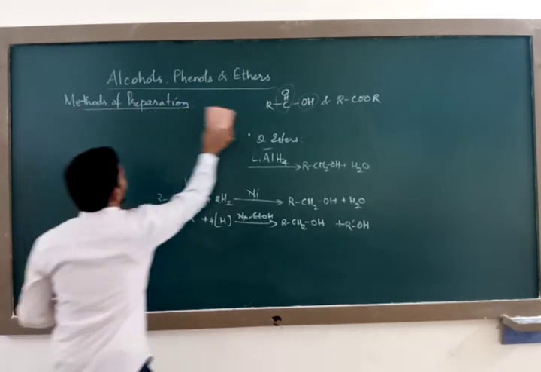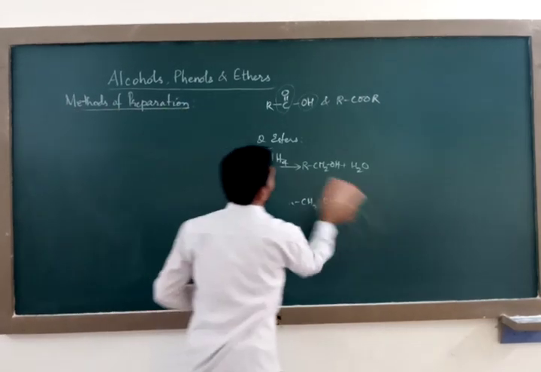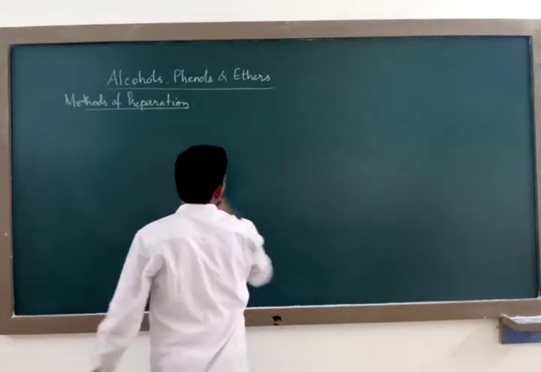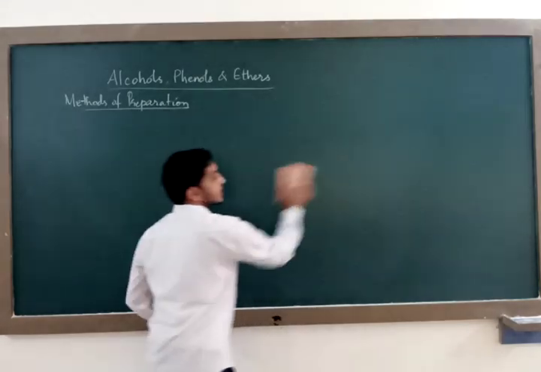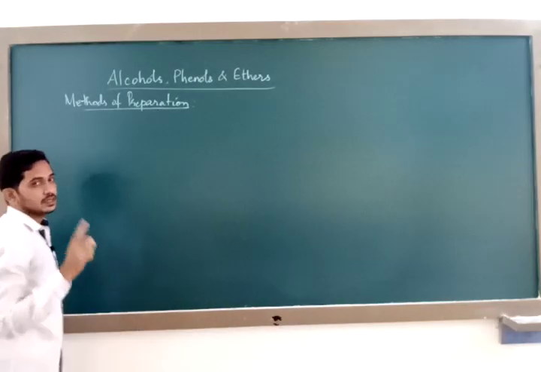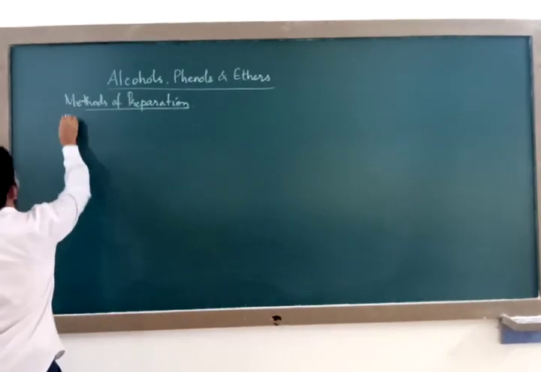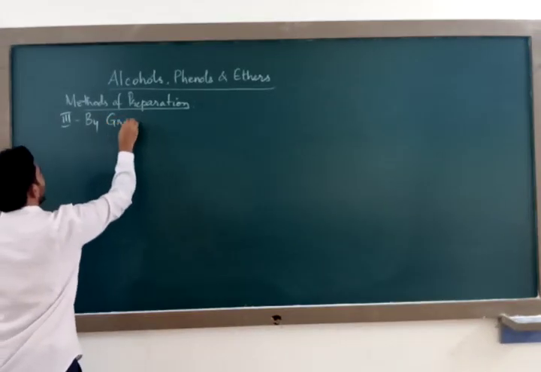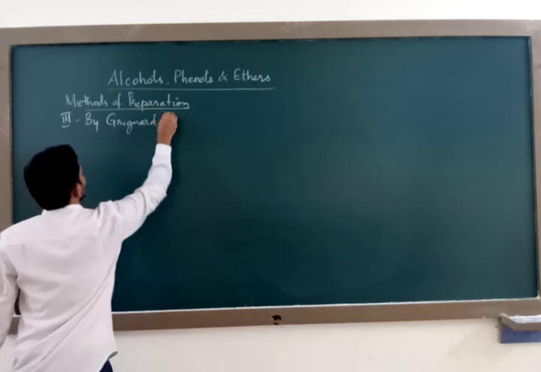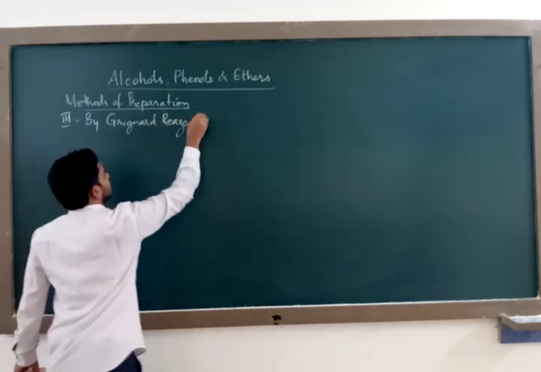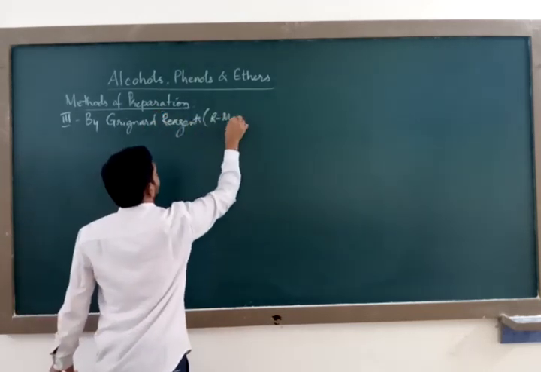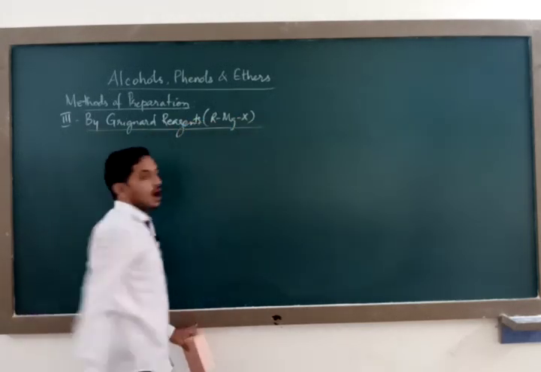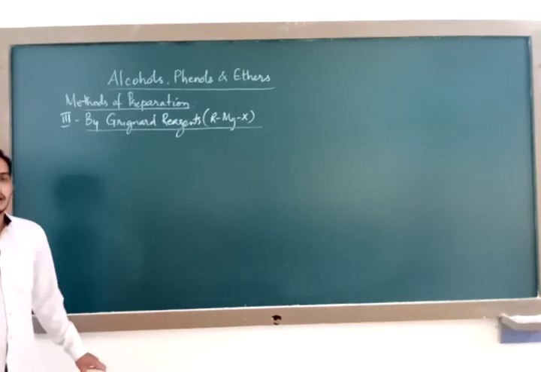Now let us come to the last method of preparation of alcohols, which is by using Grignard reagents. You have a slight idea about what Grignard reagents are. You have studied this in the last chapter, haloalkanes and haloarenes. What are Grignard reagents? Grignard reagents are alkyl magnesium halides. So utilizing Grignard reagents, how will you prepare alcohols?